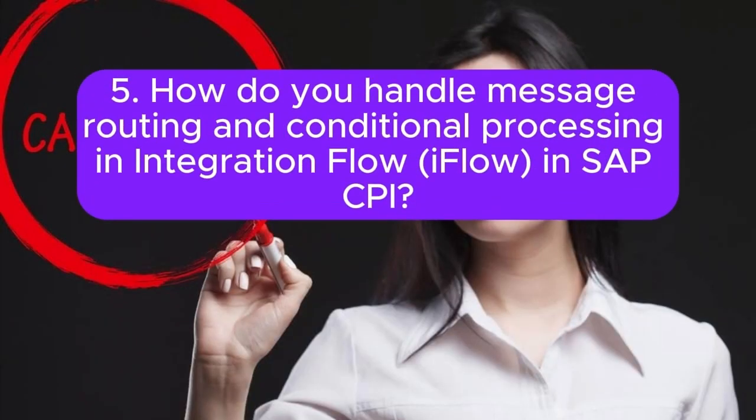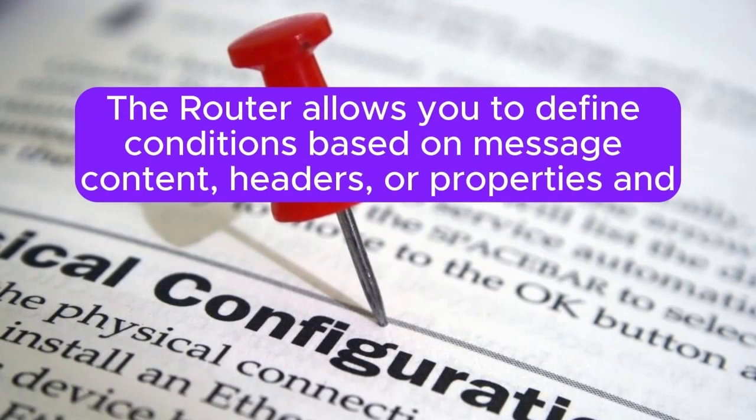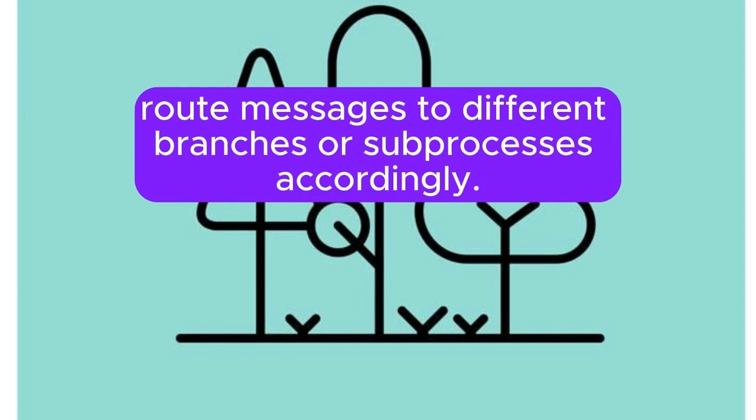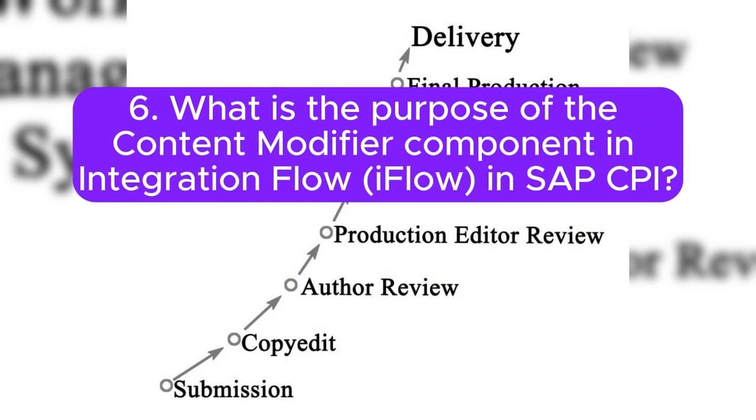5. How do you handle message routing and conditional processing in integration flow iFlow in SAP CPI? Answer. Message routing and conditional processing in integration flow iFlow in SAP CPI can be achieved using the router component. The router allows you to define conditions based on message content, headers, or properties, and route messages to different branches or subprocesses accordingly.